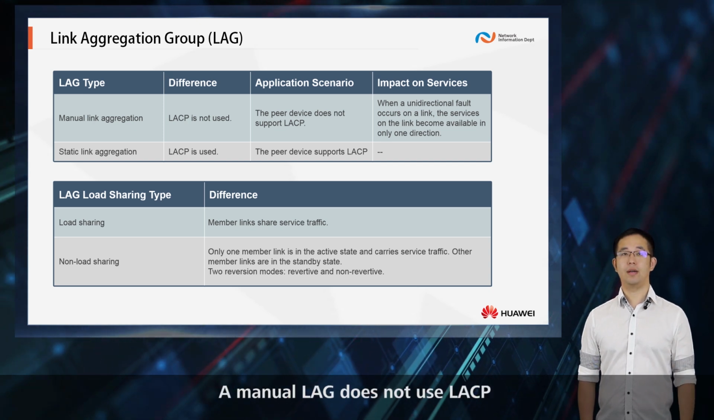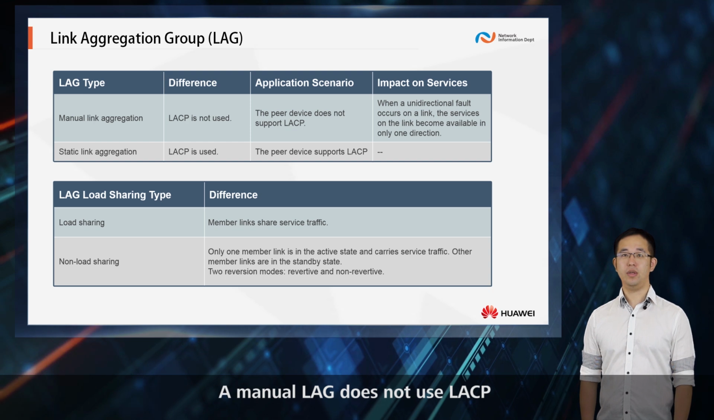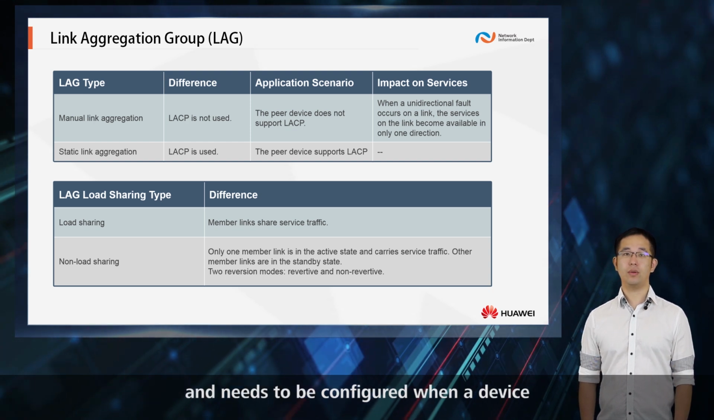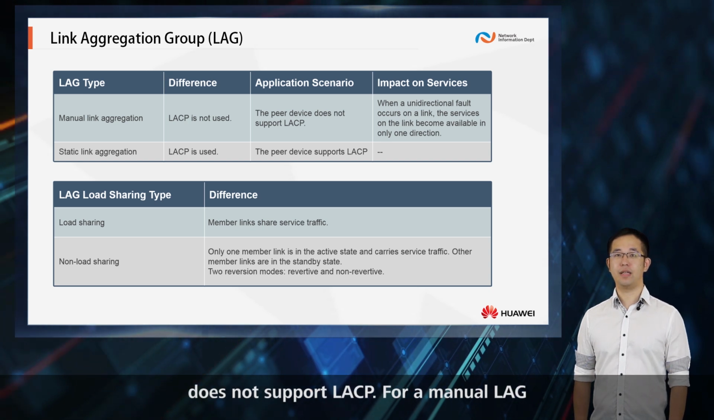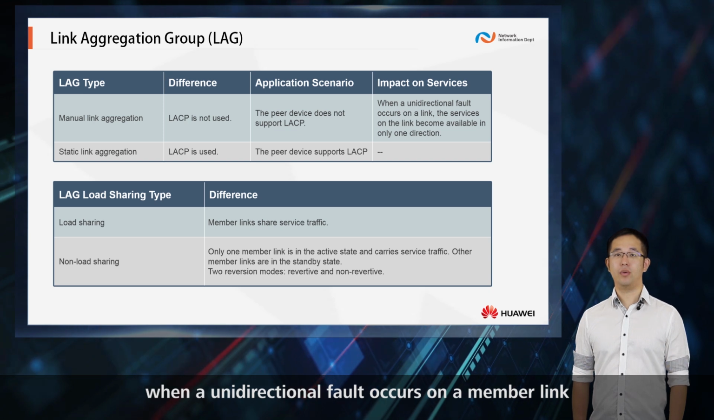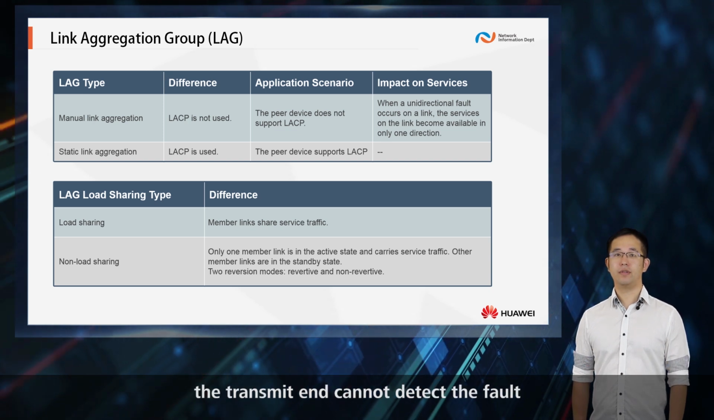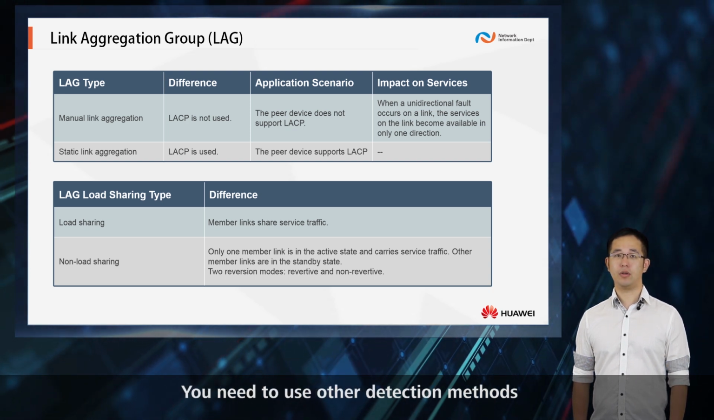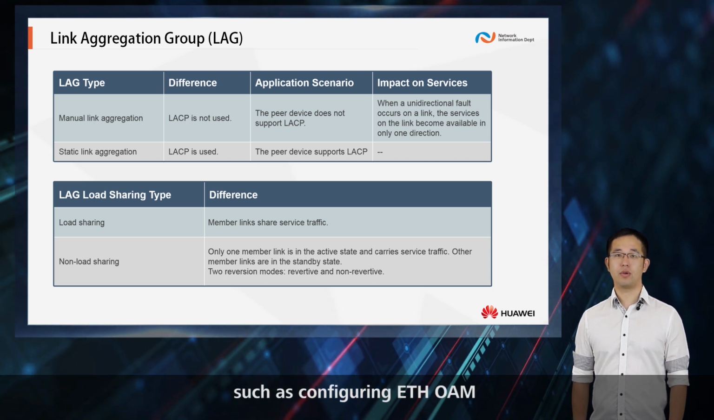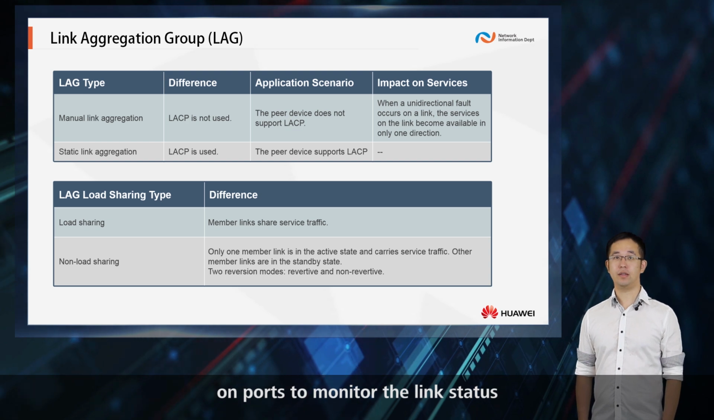A manual LAG does not use LACP and needs to be configured when a device is interconnected to another device that does not support LACP. For a manual LAG, when a unidirectional fault occurs on a member link, the transmit end cannot detect the fault. As a result, the services are interrupted in one direction. You need to use other detection methods such as configuring ETH/OAM on ports to monitor the link status.